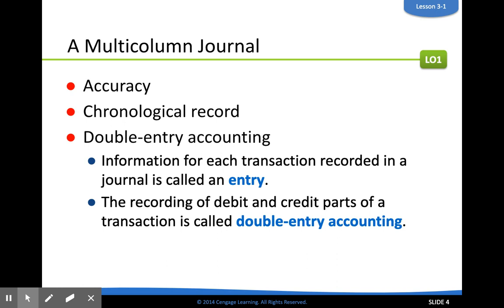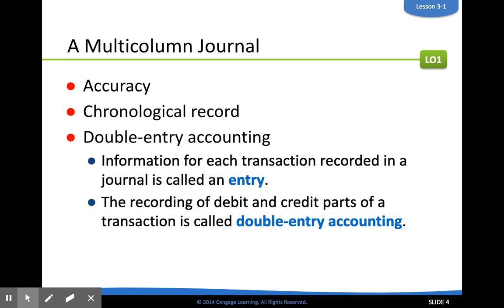And entries must include a debit and a credit. And transactions are journalized in order by date, always. So starting with January 1st, working your way through the year down the journal. So double entry accounting, that means that you have to have a debit and you have to have a credit. And it also means that you have to have at least 2 accounts.